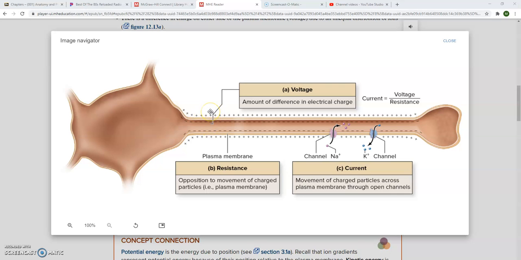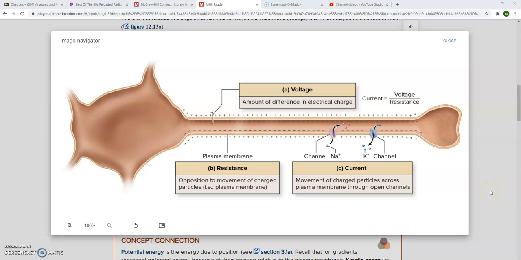And so we can actually measure that. And we measure it in millivolts. And so that is what the term voltage means. It's just what we use to measure the amount of difference in electrical charges between two areas. So that's what voltage is. So when we talk about a neuron, we'll talk about this amount of difference in electrical charges, usually using a value. So we'll have a value that we'll talk about when we talk about the difference in those charges across that plasma membrane. All right.